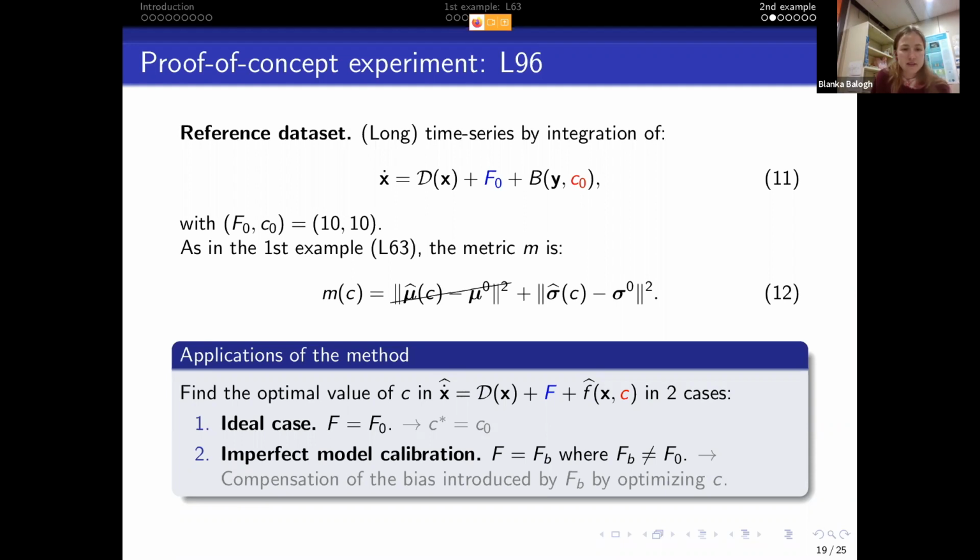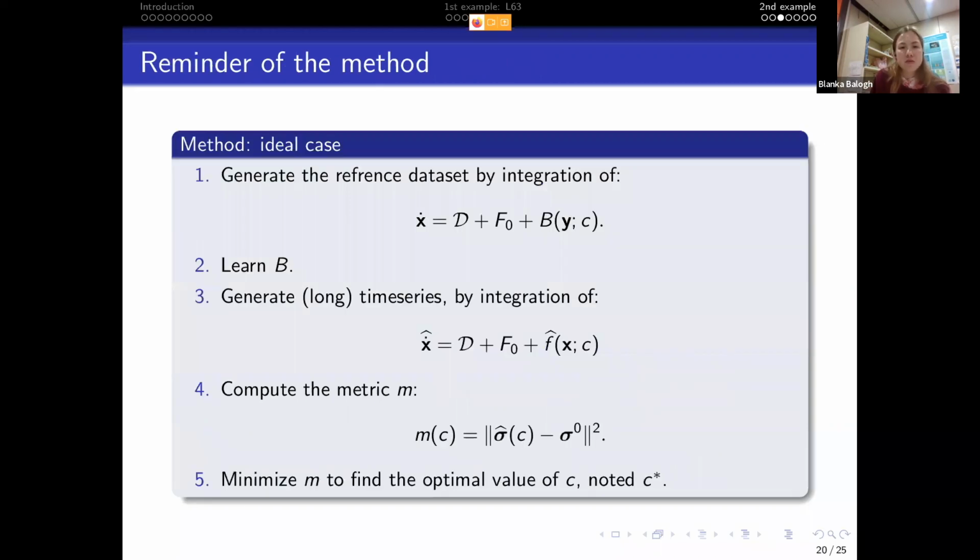So first we will focus on the ideal case, and I will show you graphs like in the previous section. But before, just a reminder of the method to be sure that it is clear. The first step was to generate a reference dataset by integration of Lorenz 96 equations parameterized with f0 and c0. The second step is to learn beta from a learning sample in which c has also been sampled. Then the neural network estimate of beta, noted f hat, is used to generate time series by integration of the first equation, x dot hat equals the dynamics plus f0 plus the neural network parameterization. On this orbit, we compute the value of metric m, which depends on c, and we minimize m to find the optimal value of c, which will be noted c star.